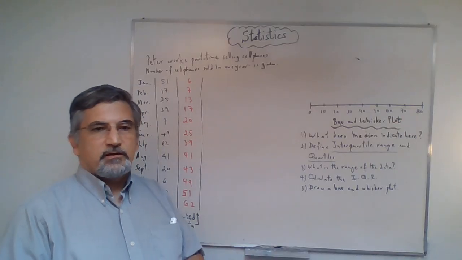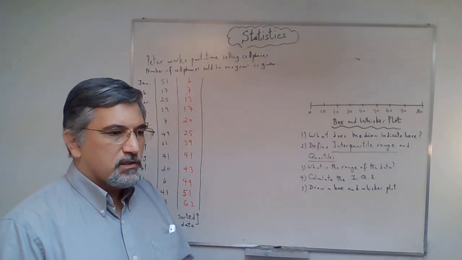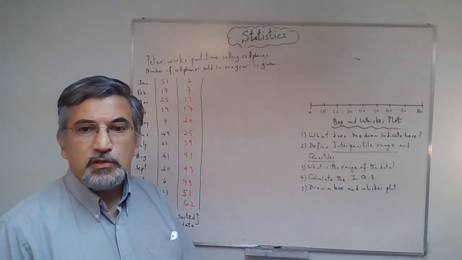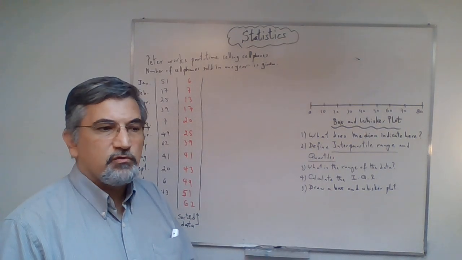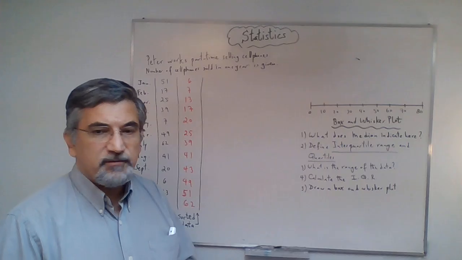In this lecture, we want to discuss box and whisker plot as well as interquartile range, which is just one of the four measures of spread of data.